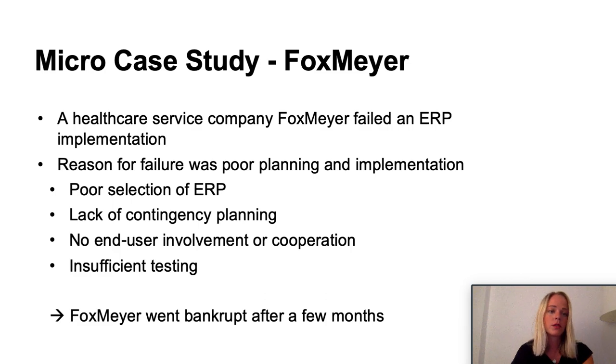In more detail, Foxmeyer had, for example, poor selection of ERP, lack of contingency planning, no end-user involvement, and insufficient testing. All this resulted that Foxmeyer went bankrupt after a few months.